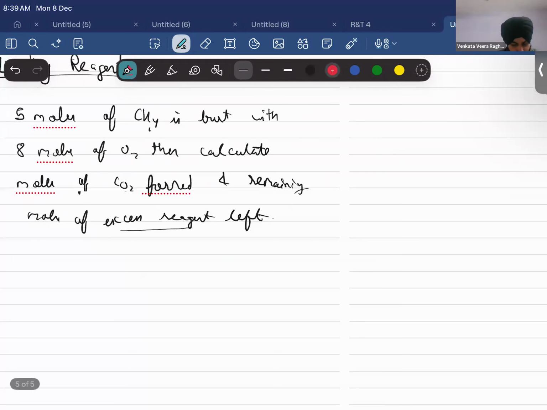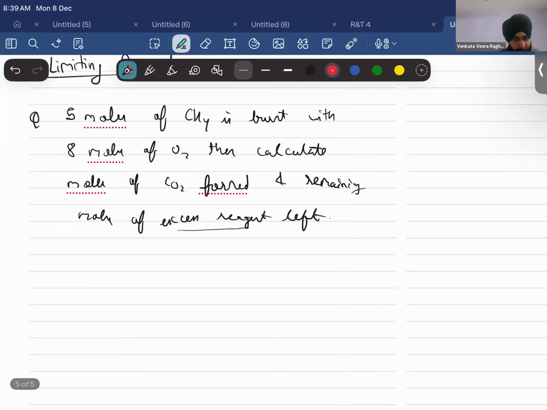Okay, see, can I write a balanced chemical equation for this? Can any one of you tell me the balanced chemical equation for this? Maybe quickly. The balanced equation.